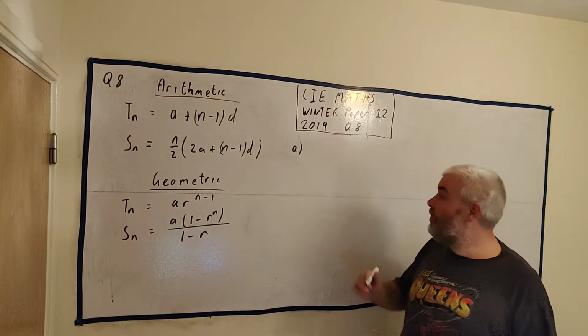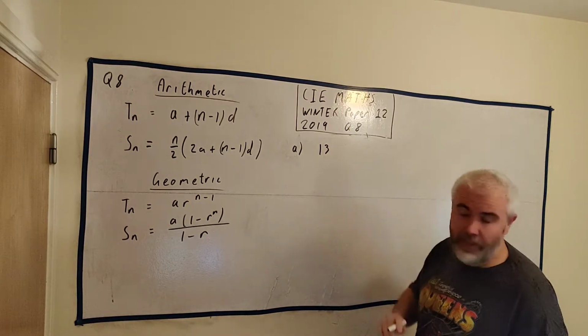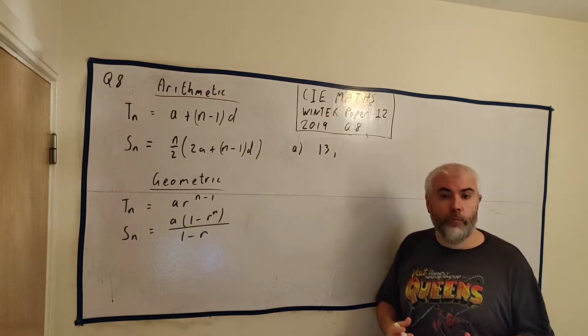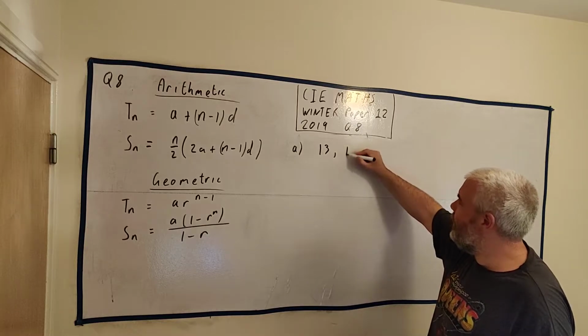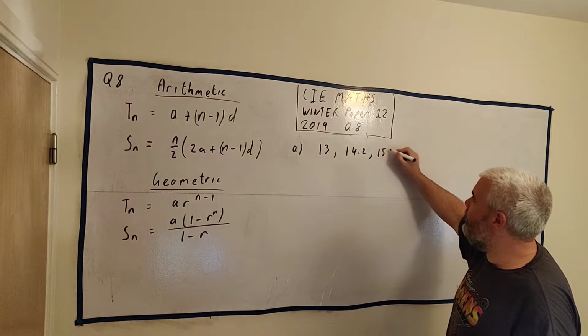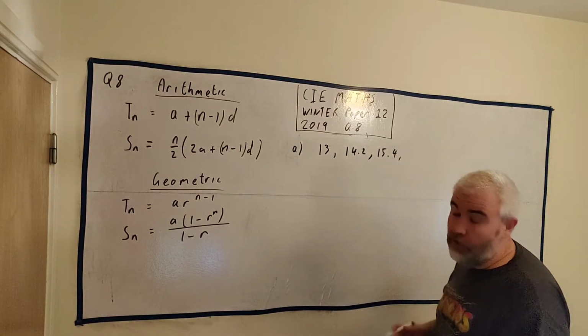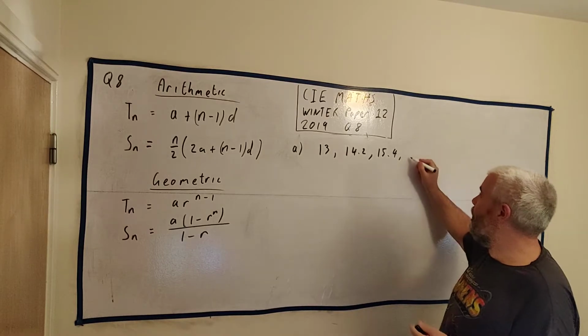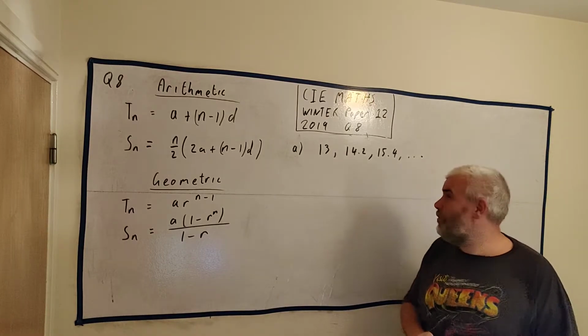So the sequence is, on the first day she runs 13 kilometers. On the second day, they tell us each day she runs 1.2 more, so on the second day it's 14.2. On the third day it's 15.4. Now you could just continue this way until you got to the 21st term and you would be done, but I don't think we want to really do that.